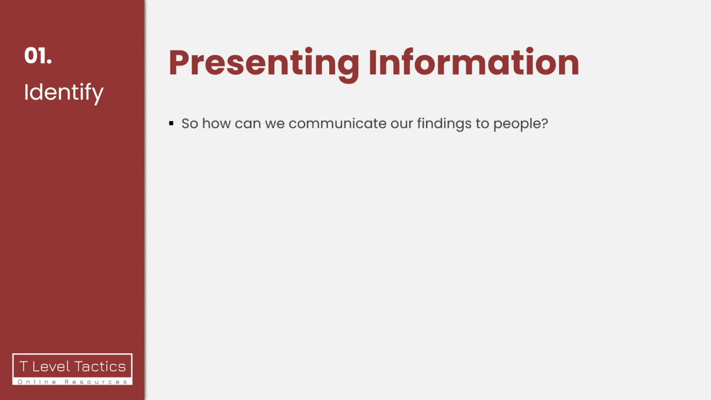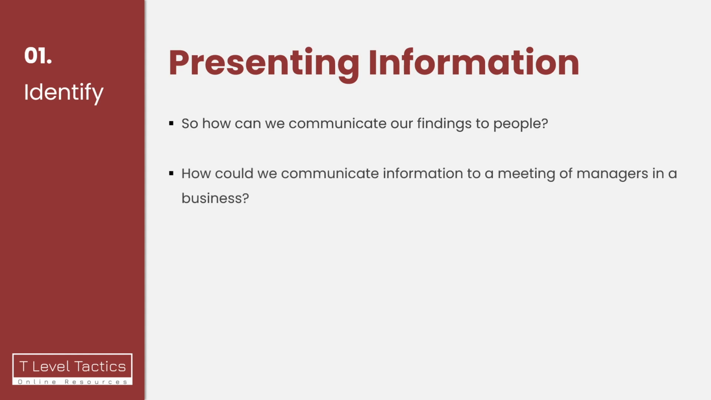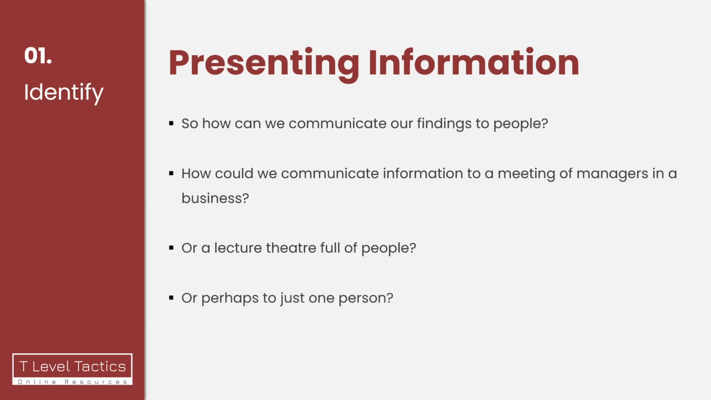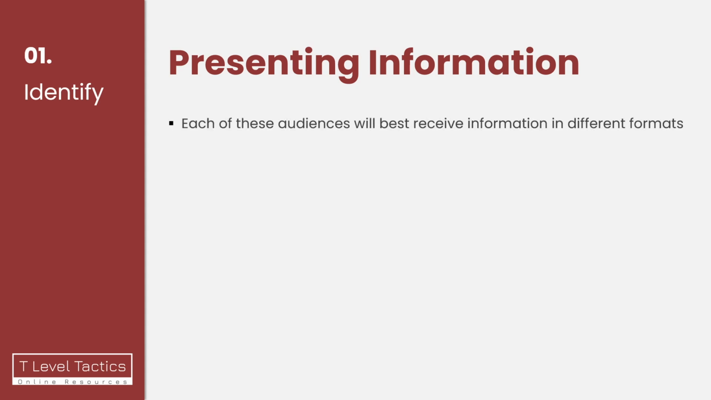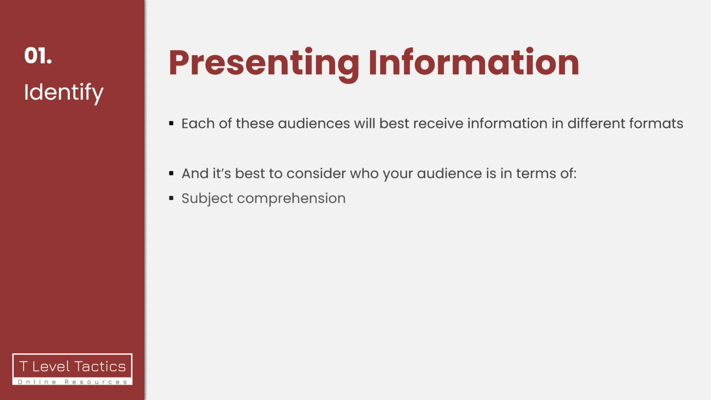So how can we communicate our findings to people? How could we communicate information to a meeting of managers in a business? Or a lecture theatre full of people? Or perhaps just one person? What might be best? Each of these audiences will best receive information in different formats and in different ways. And it's best to consider who your audience is in terms of subject comprehension, age, the time available to communicate the information to them, and their native language.